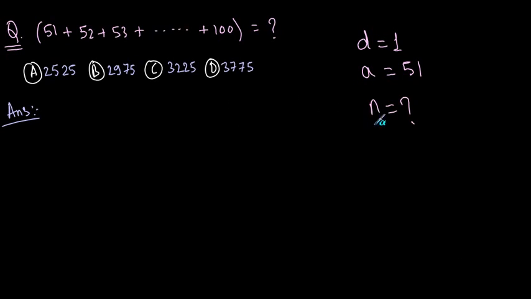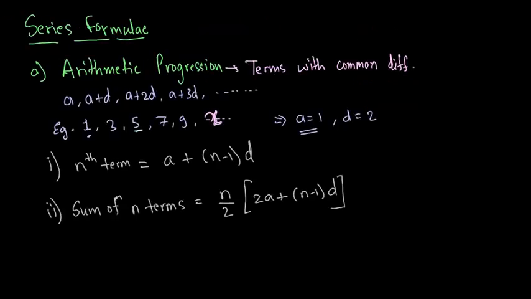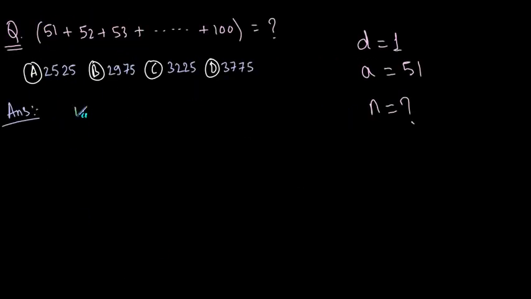Firstly you will have to calculate how many terms are there in this series. For that you need to make use of this first formula: the nth term is equal to a plus (n minus 1) d. The nth term would be the last term here. 100 is the last term, so 100 is equal to a plus (n minus 1) into d.